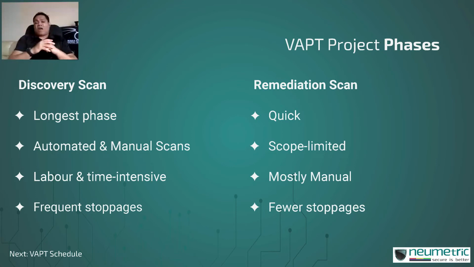The next difference is that while discovery scans are automated and manual, the remediation scan typically is manual because you have very few vulnerabilities to recheck. You do not need to be running any automated scans. And since automated scans are not being run in the remediation scan phase, usually you will not encounter stoppages of the kind that I explained earlier.